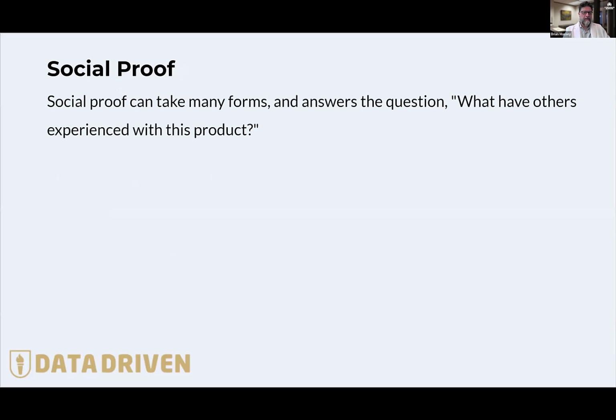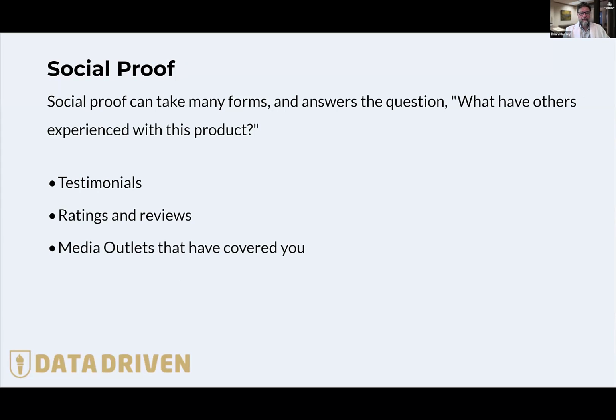The next bucket is social proof. Basically, you're answering the question, have other people like me had experience with this product and had positive experiences? So testimonials, ratings and reviews, more often associated with e-commerce sites, but you can get ratings and reviews. For instance, in the agency world, we use Clutch to collect reviews. Media outlets that have covered you.